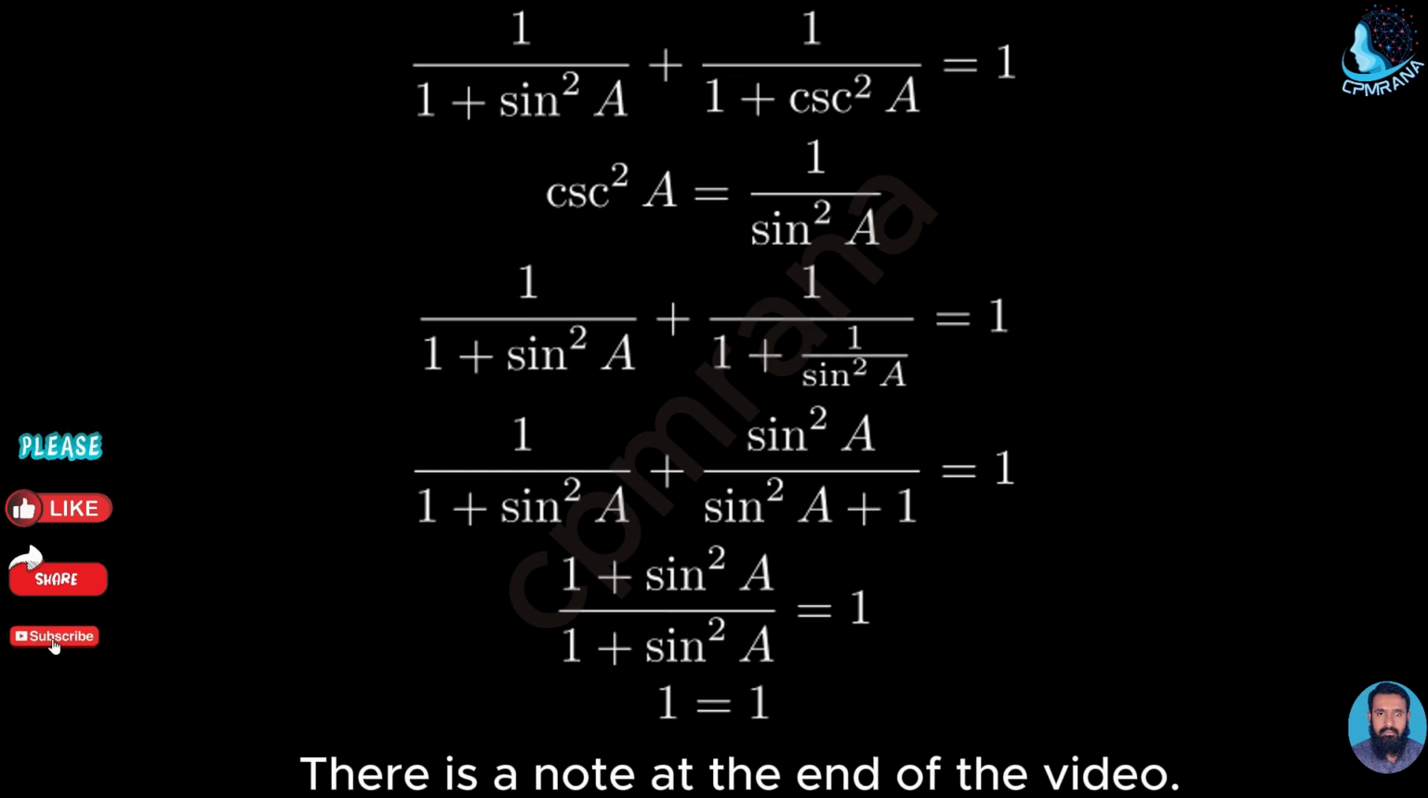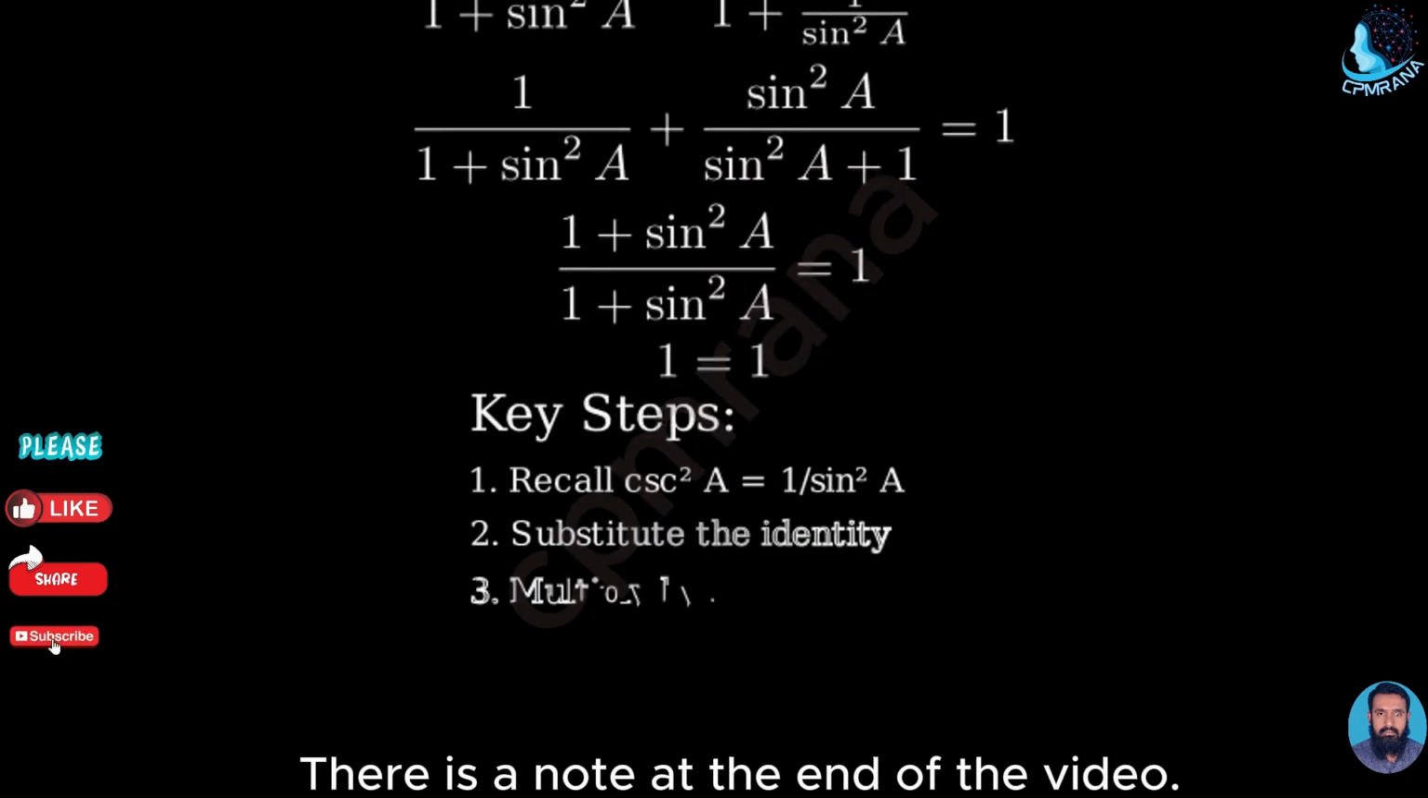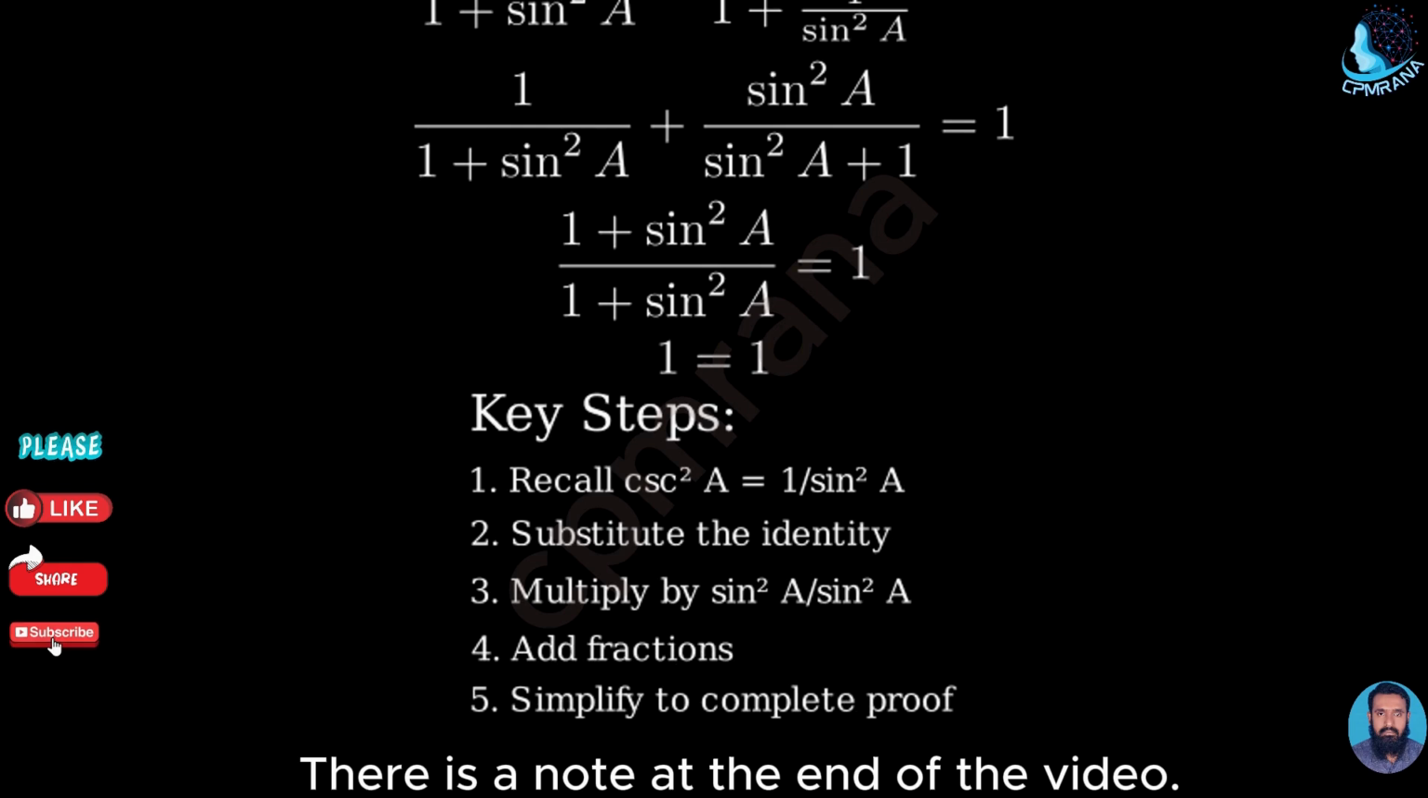Let's review the key steps. First, we recalled that cosecant squared equals 1 over sine squared. Then, we substituted this into our original equation. Next, we multiplied the second fraction by sine squared over sine squared. Finally, we added the fractions and simplified to prove the identity.